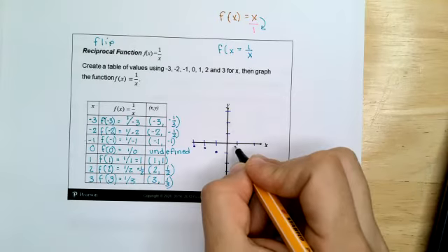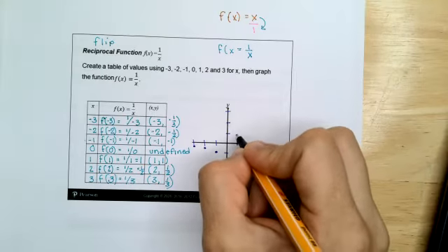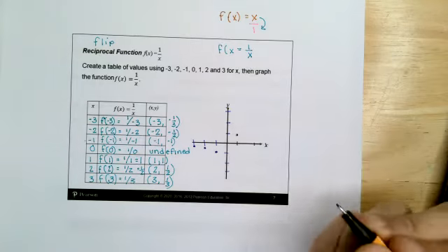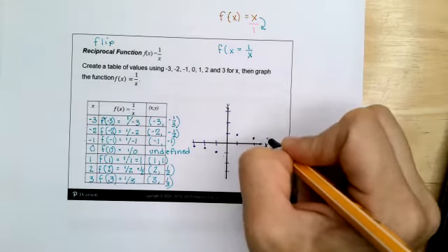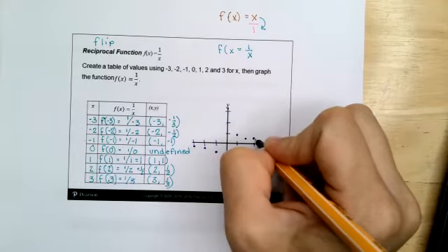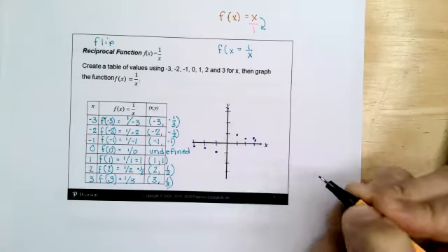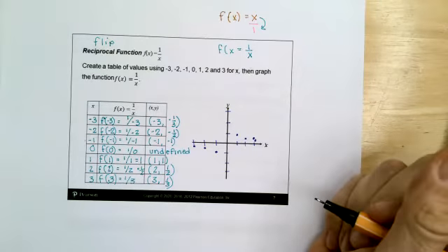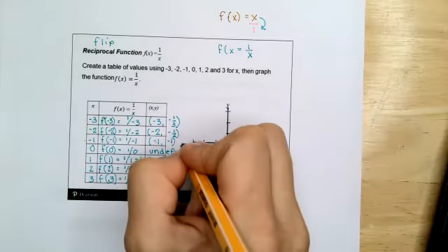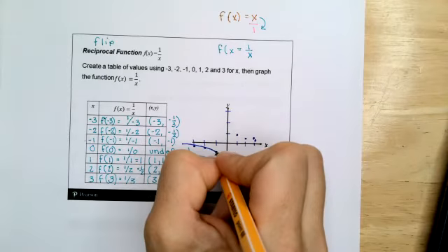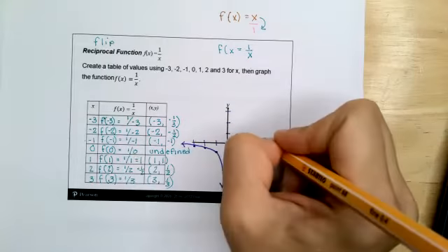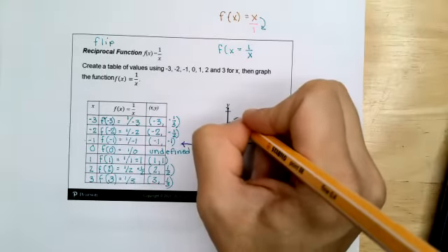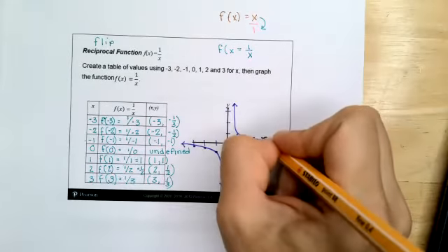When x is +1, y is +1. When x is +2, y is +1/2. Oh, sorry, and when x is +3, y is +1/3. So what you see if you graph this function, I did not graph it very well because those weren't very good terms, is it's going to approach 0, and it's never going to touch 0.